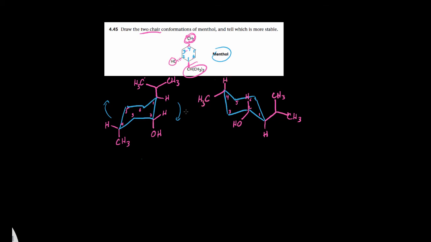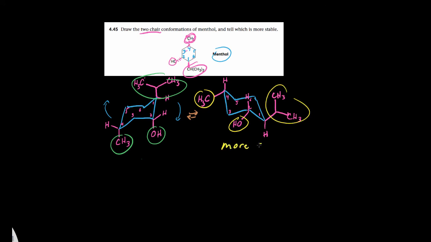And the question is, so we'll just draw our little equilibrium arrows here to indicate that this is a conformational change between these two. Which is more stable? Well, this is pretty straightforward because in this case we have 3 axial substituents, whereas on the right we have 3 equatorial substituents. So this is clearly the more stable, by quite a bit, conformer or chair form than this one, because we have all equatorial versus all axial.